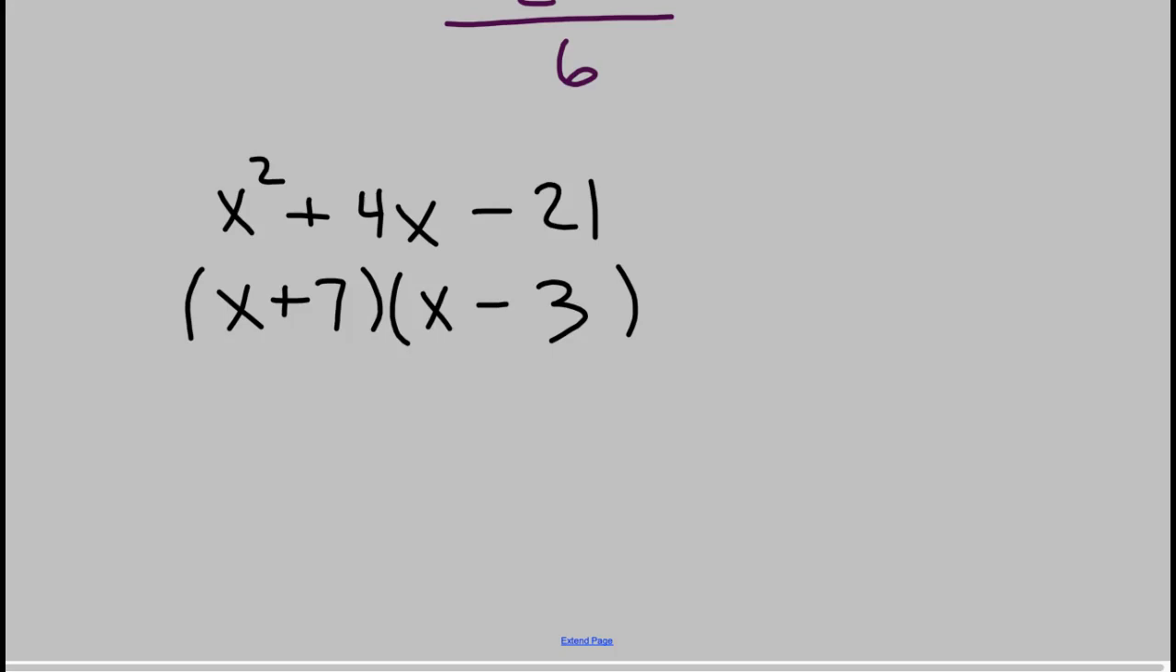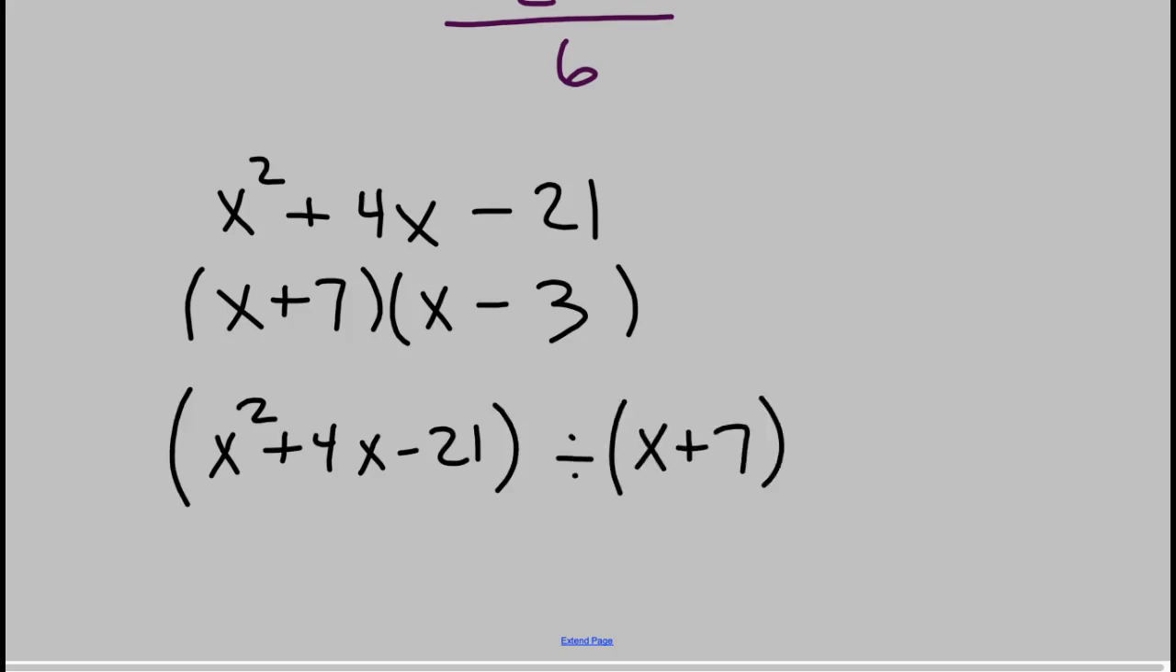What did I just do? I essentially just also did this. X squared plus 4x minus 21 divided by x plus 7 is equal to what? X minus 3. So like you've already kind of done this a little bit when you factored. It's just that you haven't really framed it up to be that way. But that's what you do when you're factoring, is you're finding two things that multiply to equal something, which is essentially it's kind of like dividing.